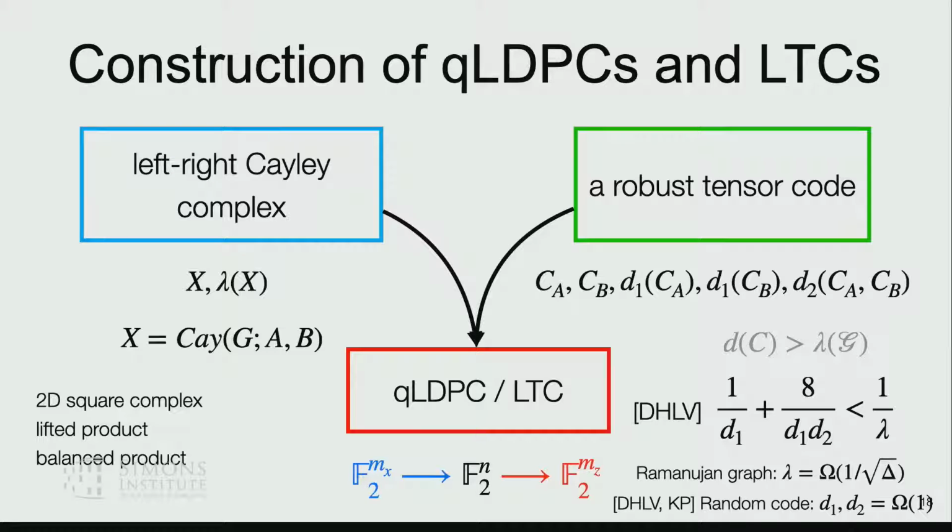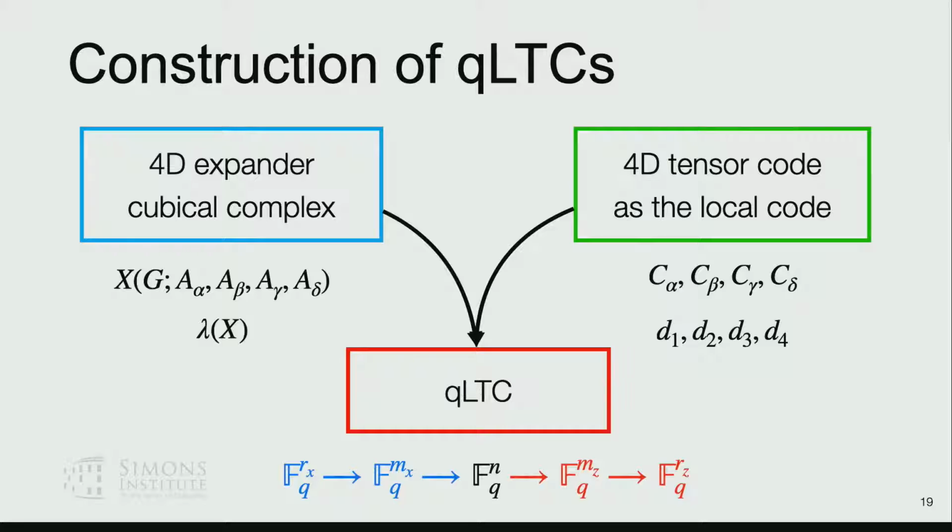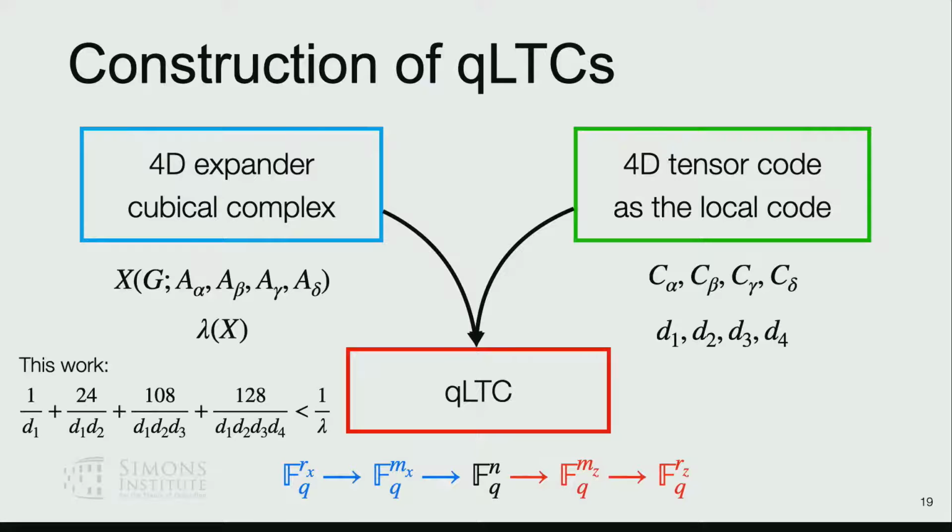We can take the Ramanujan graph, again with the random code. So now you can guess. In 4 dimensions, we follow the same scheme. Now we have to take a 4-dimensional complex, and we have to take a 4D code, with 4 kinds of distance, D1 to D4. And what our work says is that now you have to satisfy another inequality, but that's all you need. Once that's true, then you'll have some kind of locally testable code.